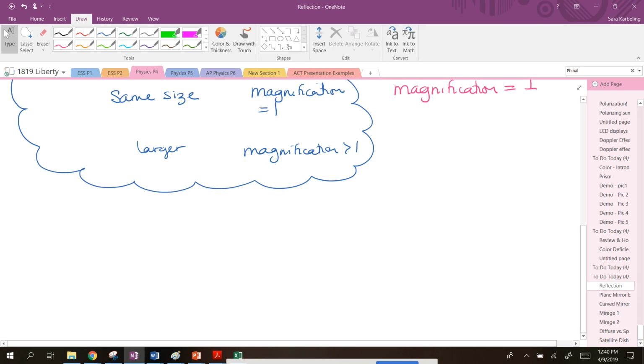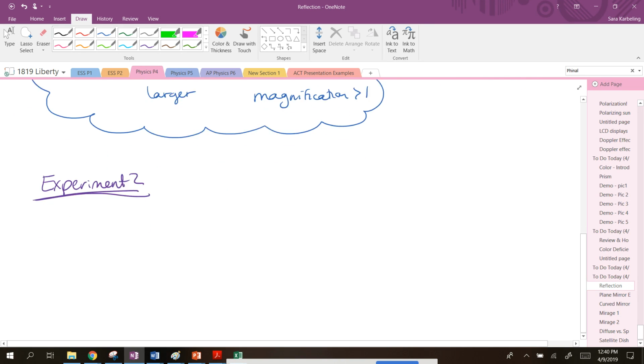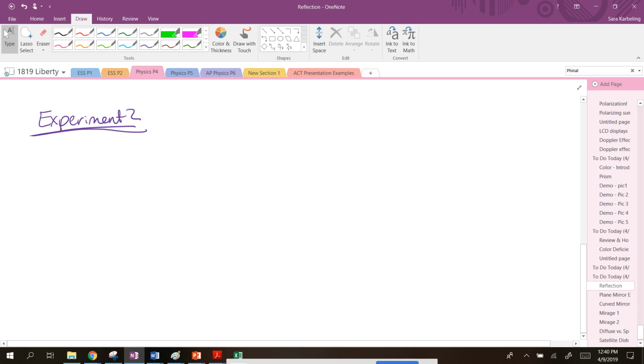Experiment 1 told us we had an image and an object. They were the same distance. Experiment 2 basically gave us what we call the law of reflection. What was it that we did in experiment 2? You just did this. So help me out. Remind me what's going on here. I've got my mirror, and I want you to draw this in your notes too. I've got my object.